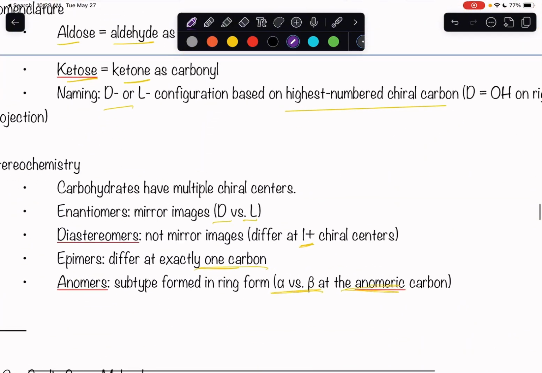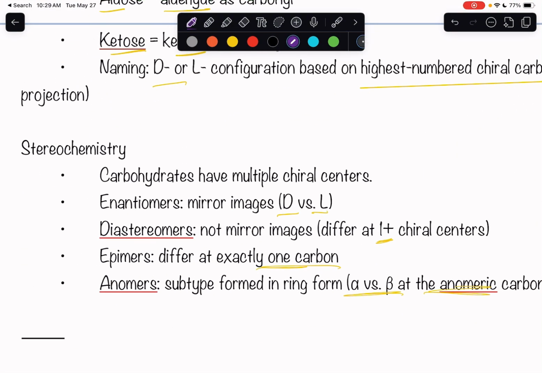So next we're going to talk about the stereochemistry. So carbohydrates have multiple chiral centers, right? And if you watched my previous videos, you should know what a chiral center is. So enantiomers are D versus L. So your L sugar is the enantiomer of your D sugar, and your D sugar is the enantiomer of your L sugar. So diastereomers are not mirror images, and they're different at one or more chiral centers.